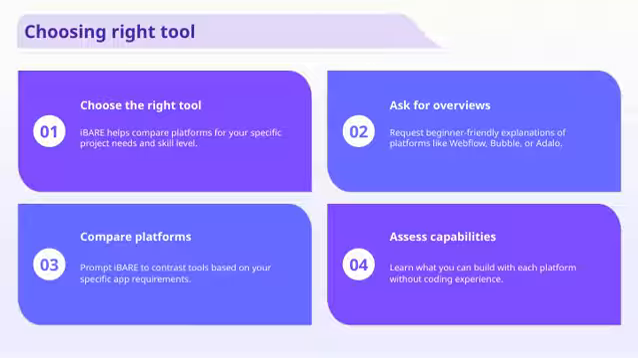Next, you can compare platforms directly. Just prompt iBARE to contrast these tools based on what your app requires, whether it's features, ease of use, or integrations. This helps you see which platform aligns best with your goals. Finally, you can assess what each platform is capable of building without any coding experience. This gives you a clear idea of what's achievable, even if you're new to app development. Overall, choosing the right tool is about matching your project needs with the platform's capabilities, and iBARE makes that process straightforward and tailored for you.